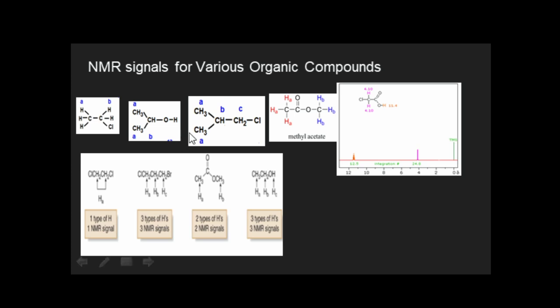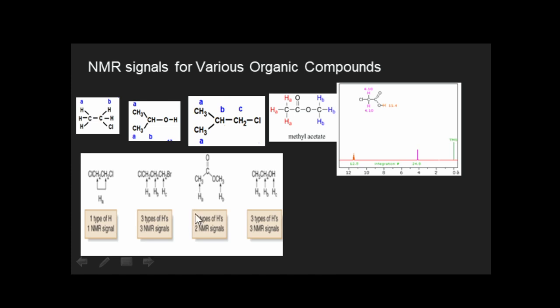For this compound also 3 signals. For this compound, CH3 and here CH2Cl. These CH3 are one type. This CH2 is directly linked with chlorine, so this is another type. So we may get 2 types of signals. Here CH2, CH2, Cl, Cl: there are 4 protons but they are chemically and environmentally equal. So we are getting a single NMR signal.